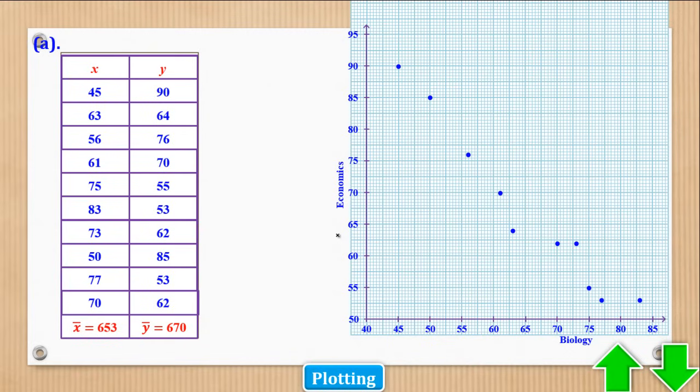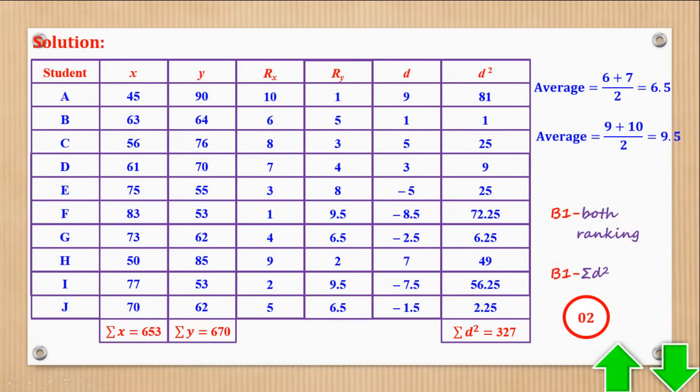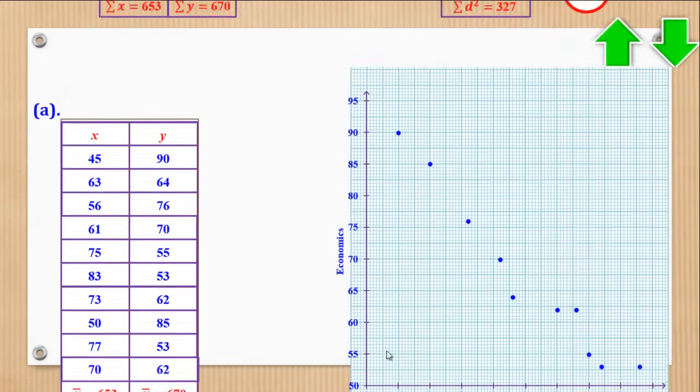But part B, Roman 2, was about the line of best fit. So for the line of best fit, I first need to get the mean point. So you already know the x bar. Sorry, this is not x bar, this is called summation x. Let me first see what I wrote here. Yeah, this is okay, summation x. So then here should be summation x.